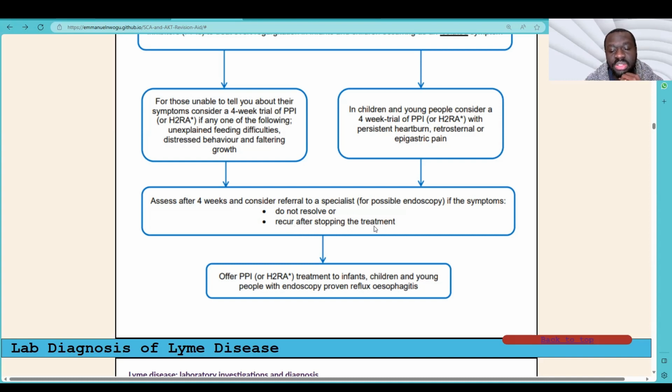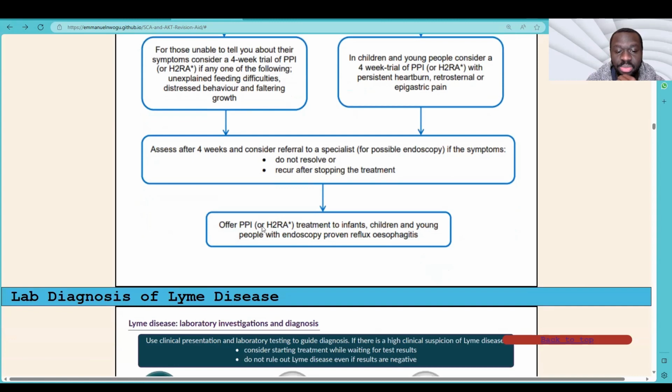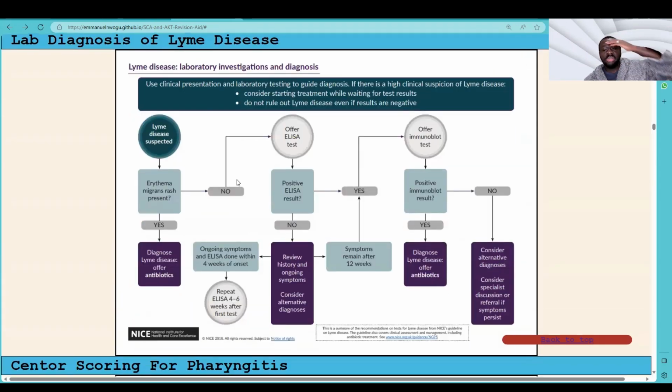If symptoms recur after stopping treatment, in children and young people, consider a 4-week trial of PPI or H2 receptor antagonists, ranitidine, with persistent heartburn, retrosternal or epigastric pain. Yes, offer PPI or H2 receptor antagonist treatment to infants, children, and young people with endoscopic proven reflux esophagitis. So that's endoscopic proof or confirmed reflux esophagitis, then we're giving the PPI or H2 receptor antagonist to those children.